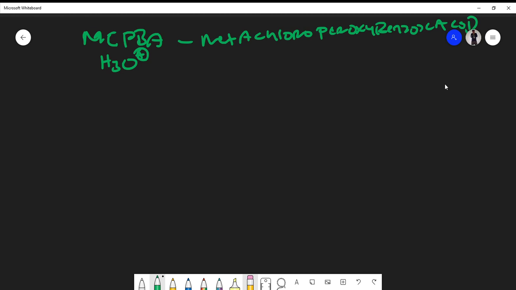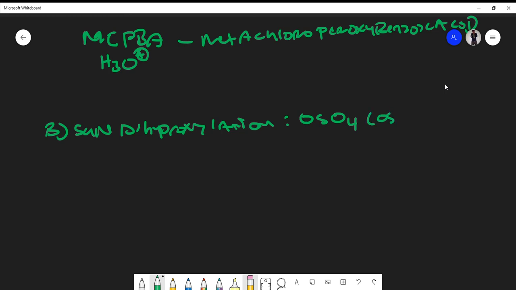Now the second one is the syn dihydroxylation, and this one actually uses osmium tetroxide. So you'll typically see this reagent, it is called osmium tetroxide.